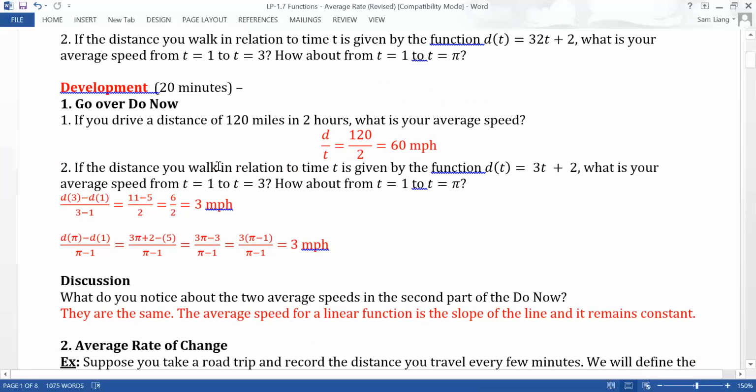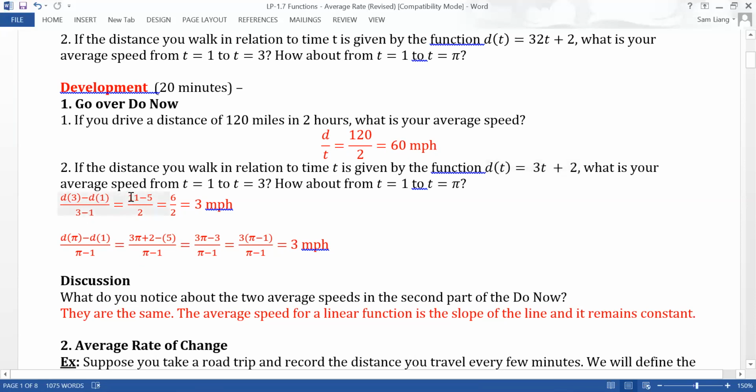For the second question, the numerator is the difference in the distances. So we're going to calculate the distance after 3 units; they don't give units here, so d(3) minus d(1), divided by 3 minus 1. If you plug 3 into this function, d(3) is 9 plus 2, which is 11. And d(1) is 3 times 1 plus 2, which is 5.